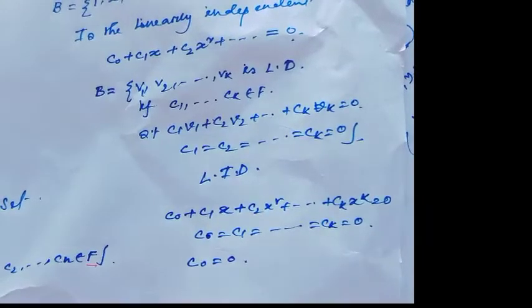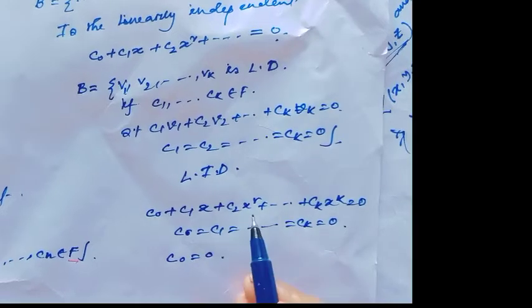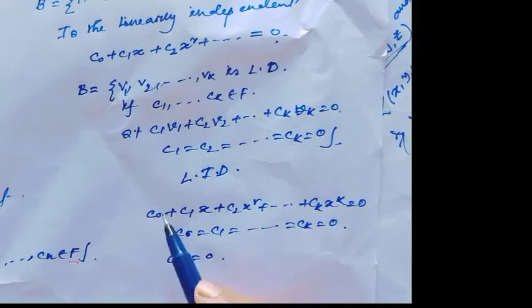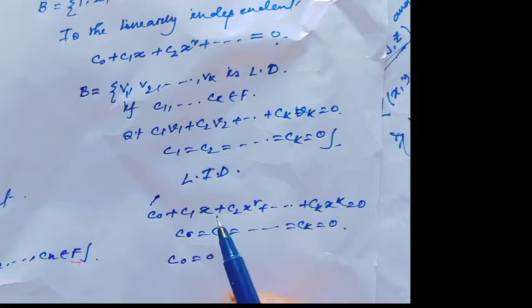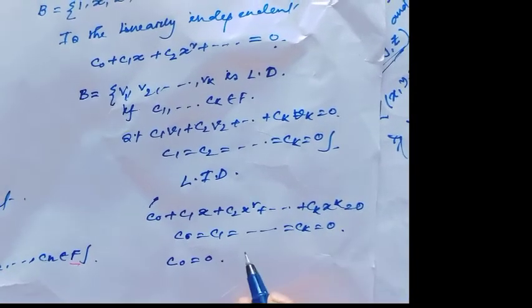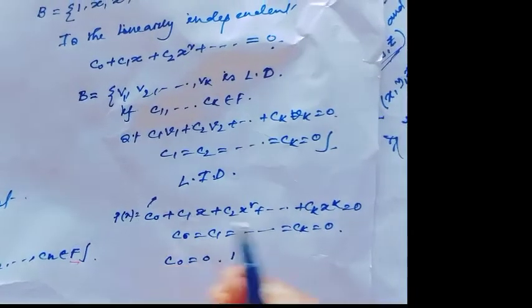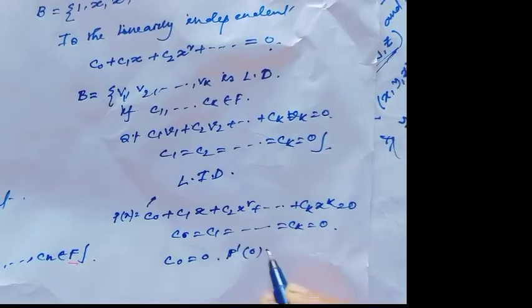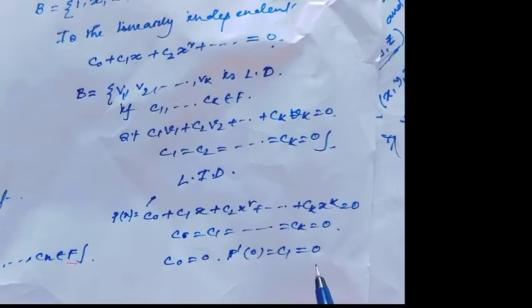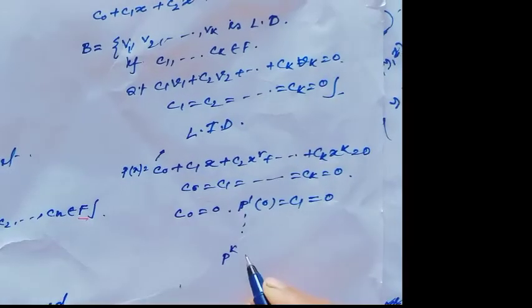Then after taking the derivative of this polynomial, c0 vanishes, and I get c1 plus 2c2x, and this continues. If the polynomial is denoted as p(x), then p prime of 0 is equal to c1. If this is the zero polynomial, then I get c1 equal to 0. Similarly, if we continue taking derivatives, then at last I will get the kth derivative p to the power k.